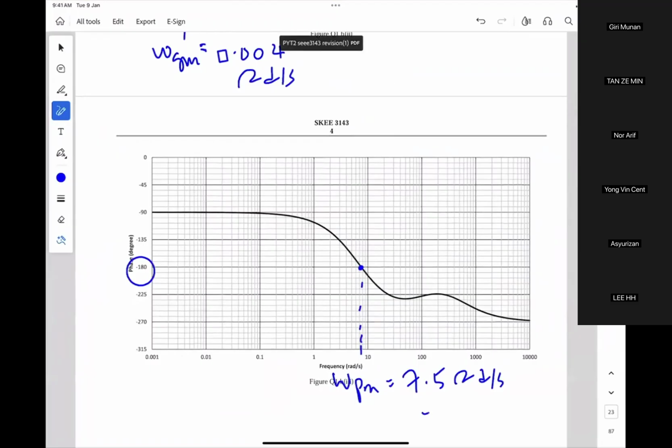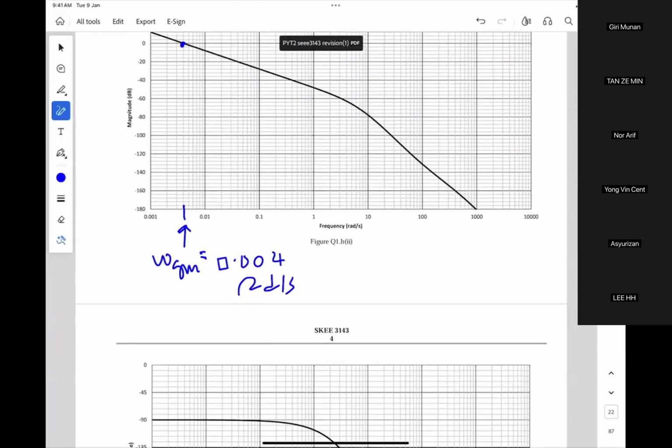Ni kan 7.5. Lebih kurang kat sini lah. Okay. So this is your 0 kat sini, 0 dB. So dia punya gain margin somewhere here. Tu.